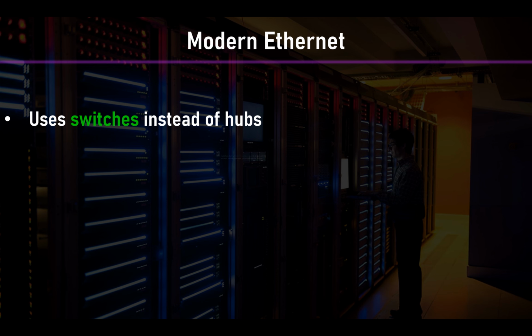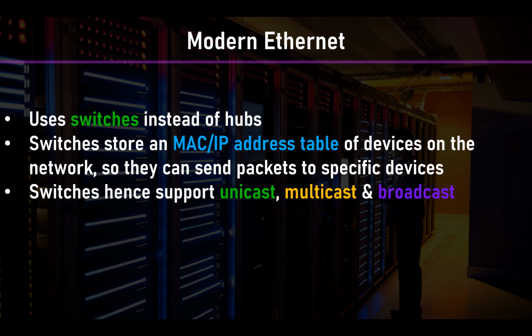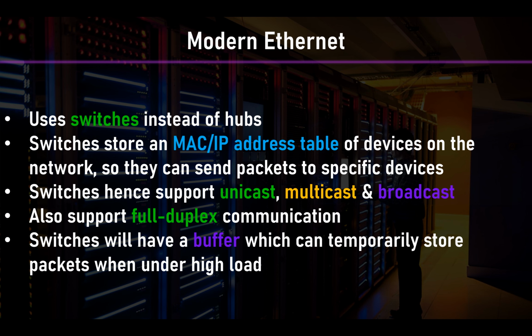Modern Ethernet uses switches instead of hubs. Switches have a MAC address table of devices on the network, therefore they can send the packets or frames to the correct devices. I think we mentioned this many times, switches support unicast, multicast, broadcast, and also support full-duplex. Switches also can have a buffer which can temporarily store packets when under high load.